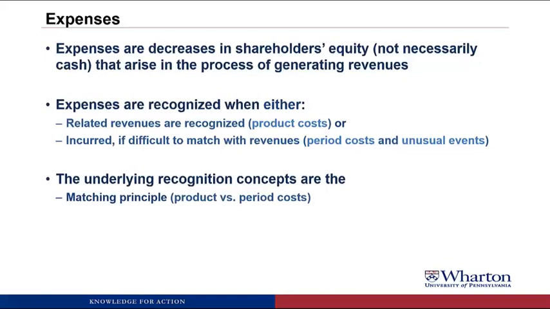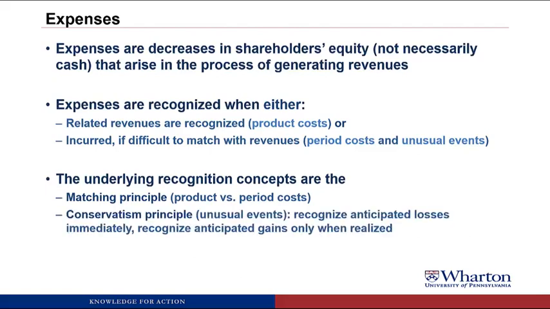The product cost versus period cost distinction is what we call the matching principle, where we try to match expenses to the revenues that they generate. There's also something called the conservatism principle, which is for unusual events. This principle says recognize anticipated losses immediately, but recognize anticipated gains only when they're realized. Another way to look at this is it's the anti-human nature principle. Human nature would be, hey, something good's going to happen in the future, let's record it now. Whereas something bad's going to happen in the future, let's just wait until it happens. The conservatism principle forces you to the opposite.